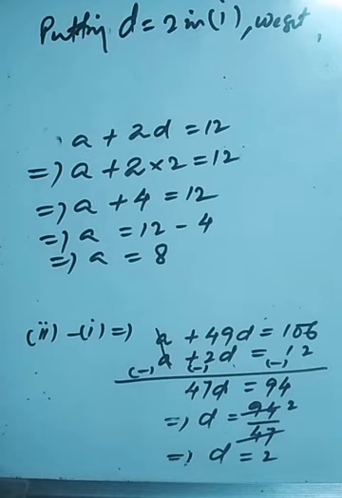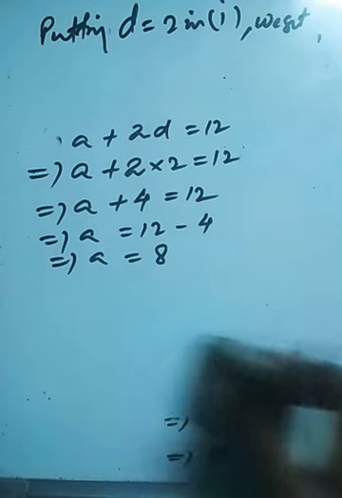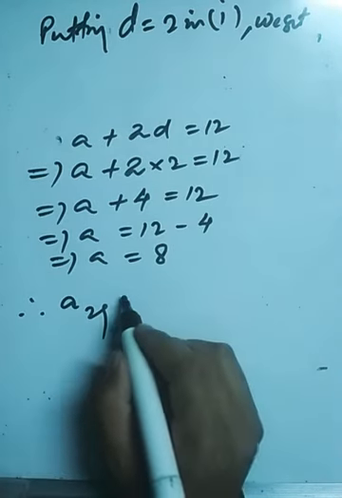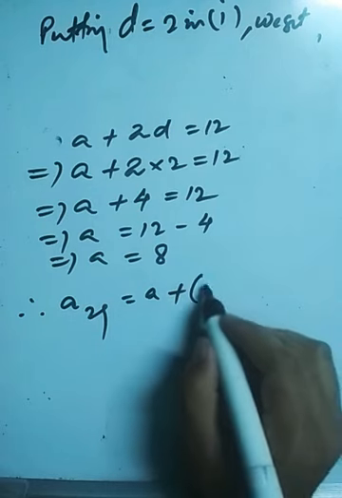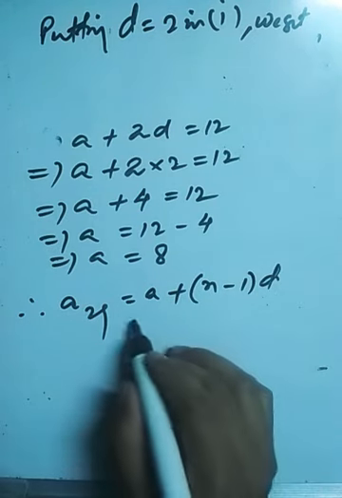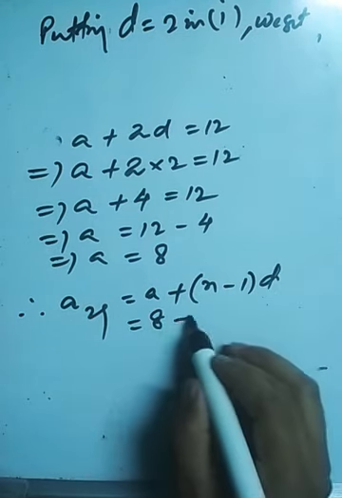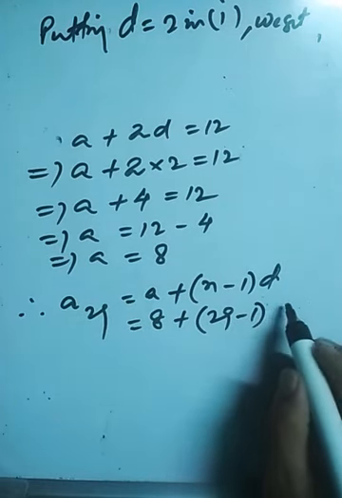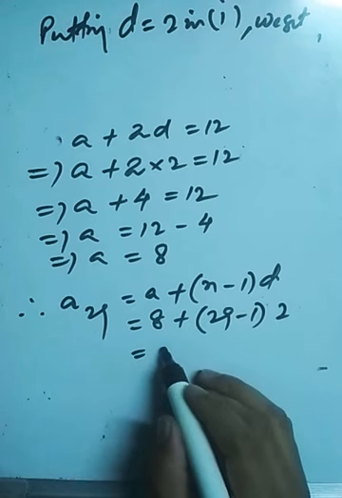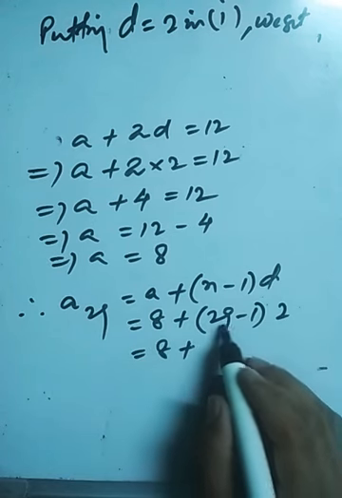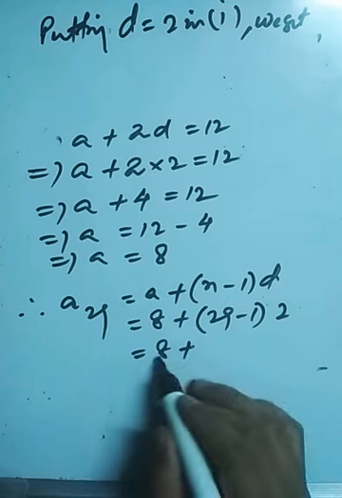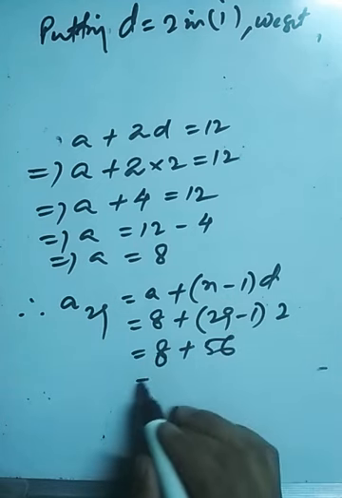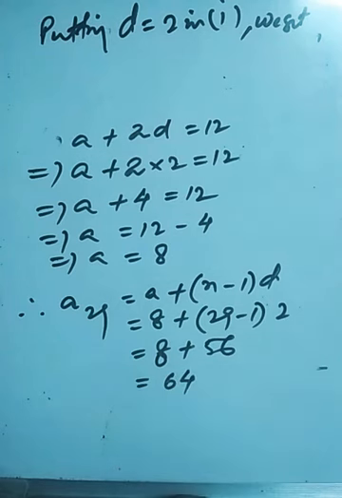So now we know the value of D and we know the value of A, so we can find the 29th term. So therefore A29 equals A plus (n minus 1) d. So A means 8, n means here 29, minus 1, d is 2. So here 8 plus 29 minus 1, it will be 28. So 28 into 2, 56, and we are getting here 64.